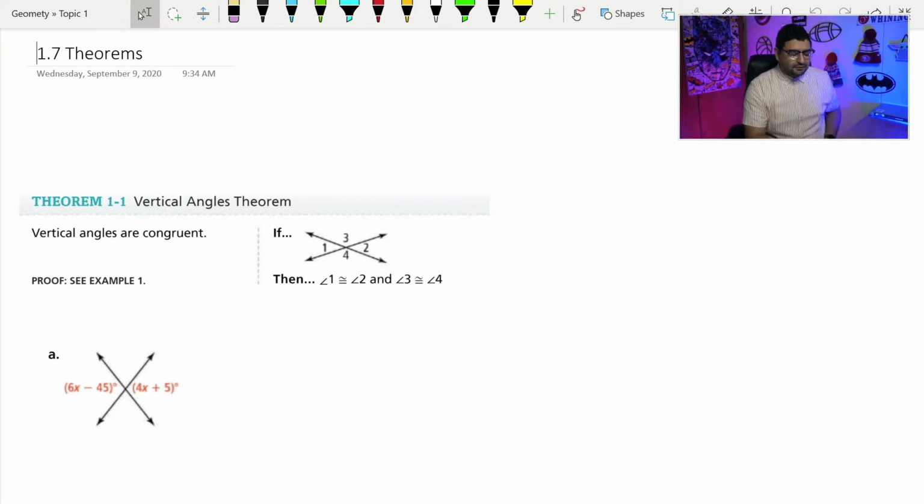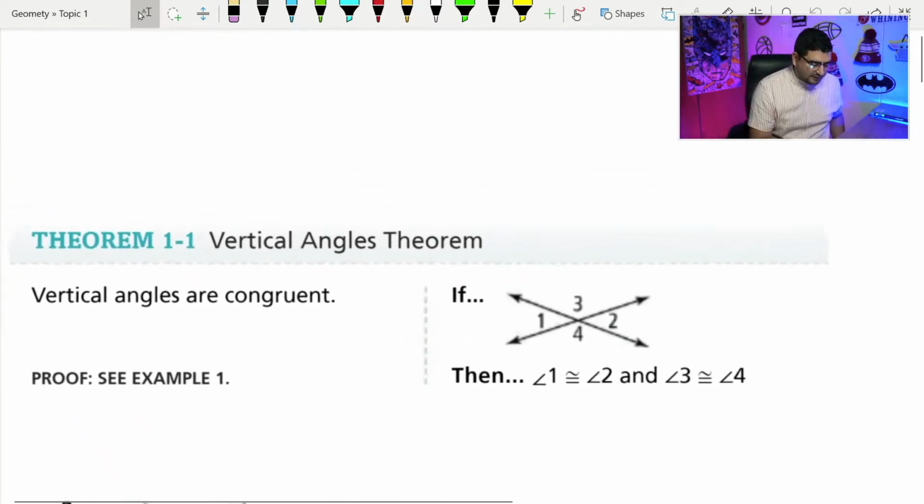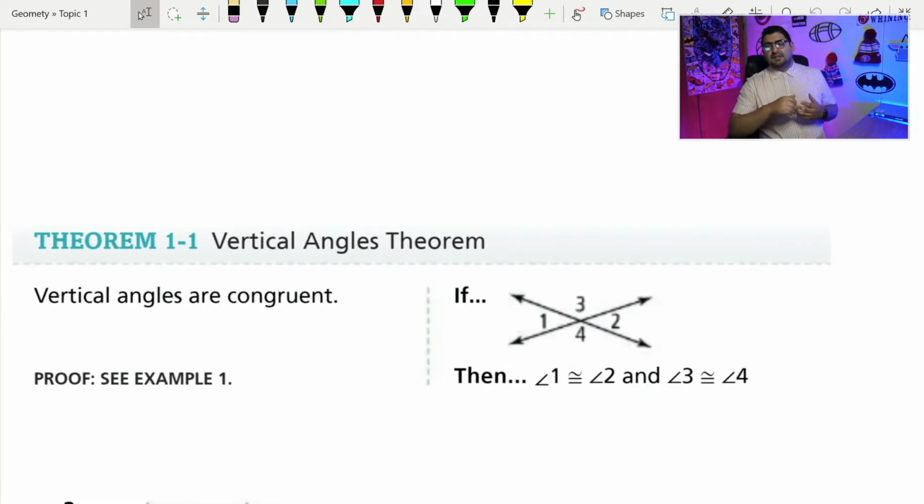The vertical angles theorem. Alright, so let's go ahead and read what the theorem states. The vertical angles theorem states that vertical angles are congruent, which means that if we have two vertical angles, those vertical angles are actually the same degree. It means that those two angles have the same exact value.